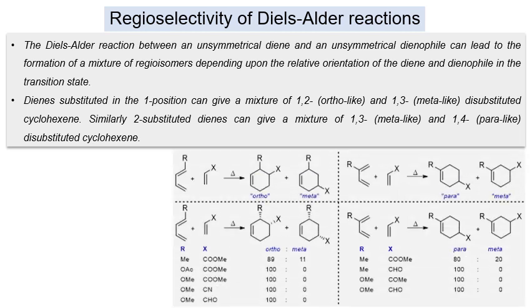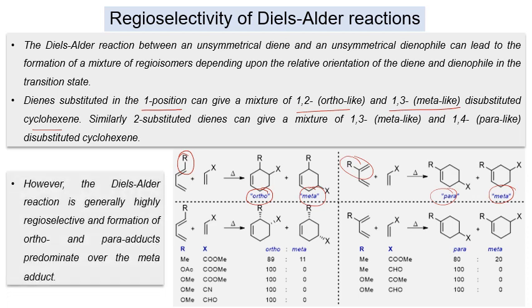Dienes which are substituted at the 1 position can give a mixture of 1,2 or 1,3 disubstituted cyclohexene in the Diels Alder reaction. That means you can get an ortho-like or a meta-like product. If you have the substituent at the 2 position of the diene, you can get either a para-like, that is 1,4-like, or a meta-like, which is 1,3-like.